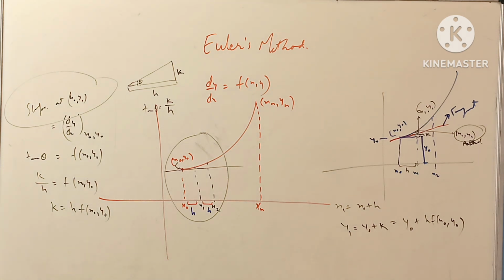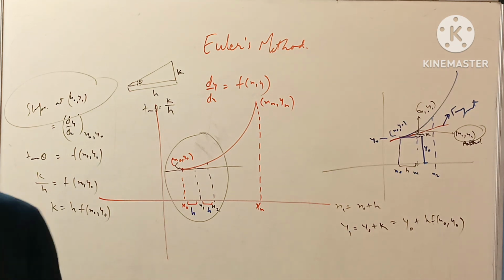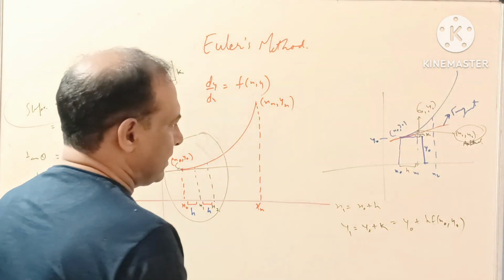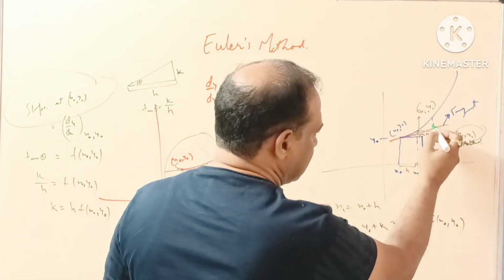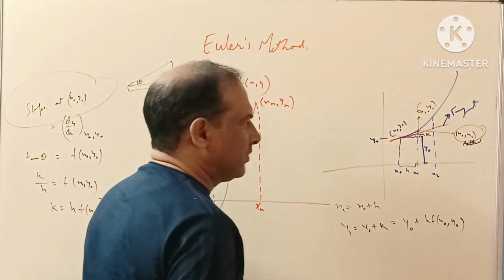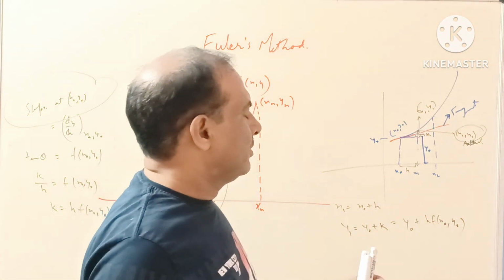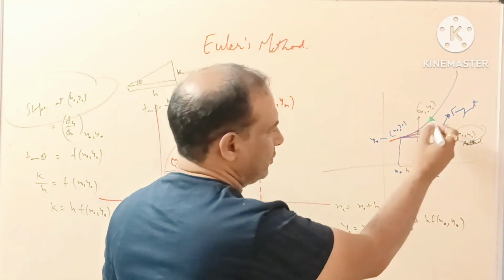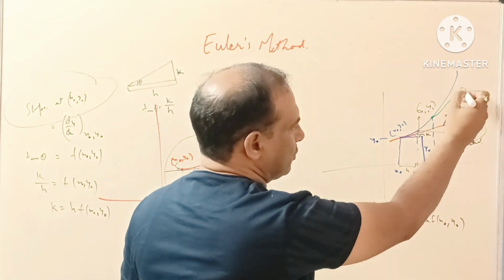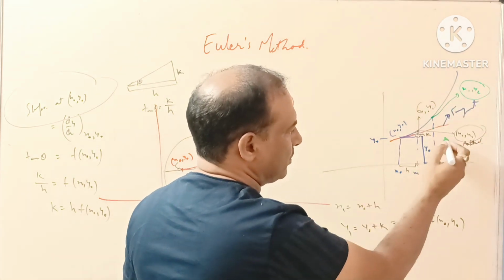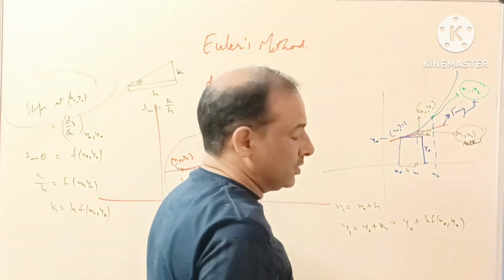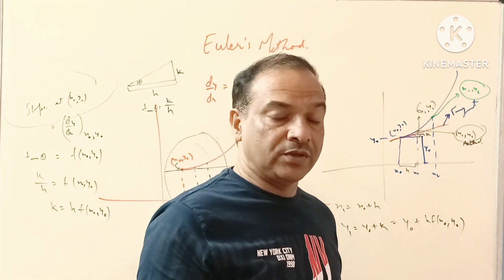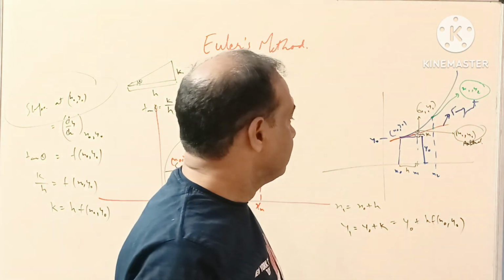I am having a marker of another color with me. This is the green color marker. Understand? If I go with the tangent from here, then it will be here, and it will be here. It will make a huge difference between the accurate value and the approximate value. The accurate value is here. This point is x2, y2, and the approximate is this point. So it will make a huge difference between the approximate value and the actual value.